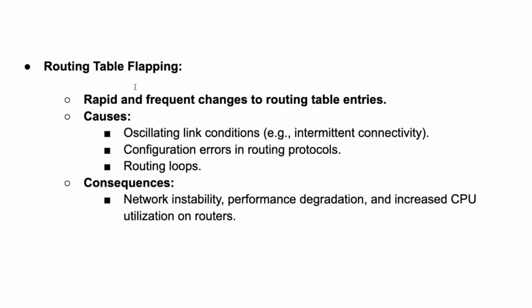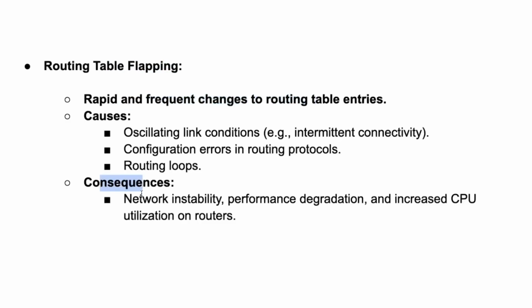This one's kind of fun to talk about just because I like the word flapping. So if we have routing table flapping as one of our problems, this means that there are rapid and frequent changes to the routing table entries, and the causes of this would be oscillating link conditions. So the link conditions oscillate, right? They're moving quickly, which means that there's intermittent connectivity. That's an example of this, right? Configuration errors in routing protocols or routing loops are all causes of this flapping concept. So the rapid and frequent changes to the routing table entries.